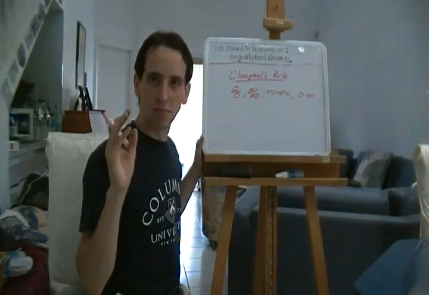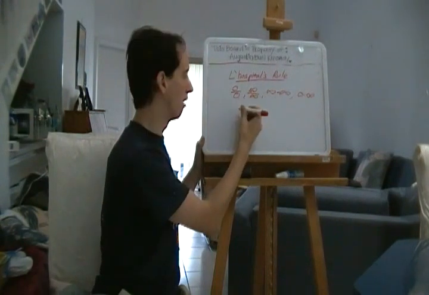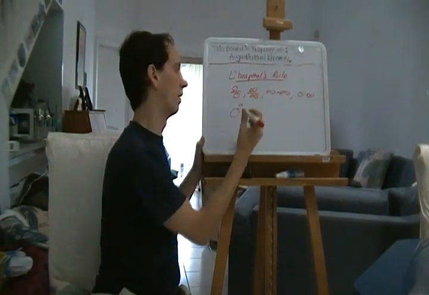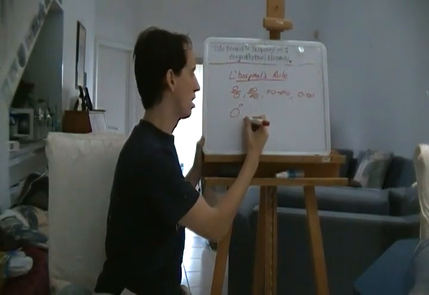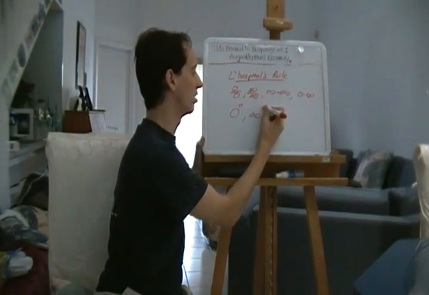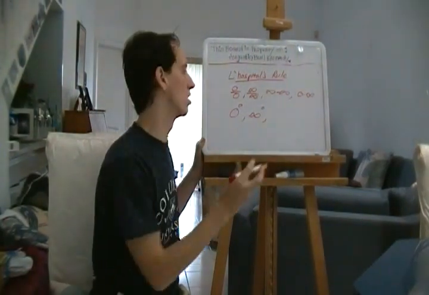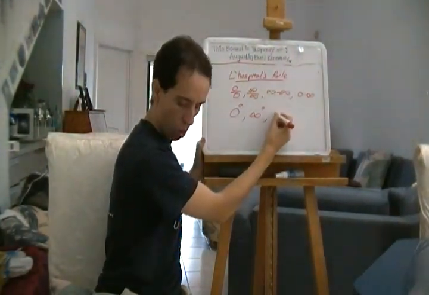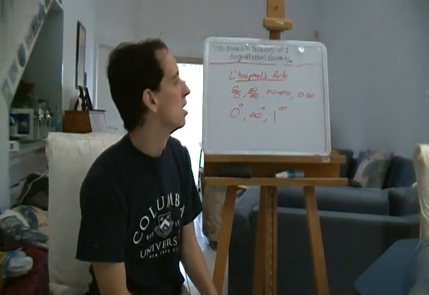And here come some exponential ones. These are a little bit interesting. You have 0 to the 0th power. That's indeterminate. You have infinity to the 0th power. And then you have probably the most interesting one, and that is 1 to the infinity power.